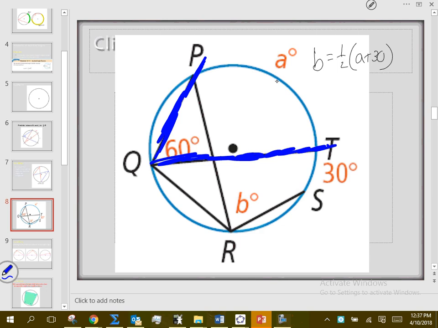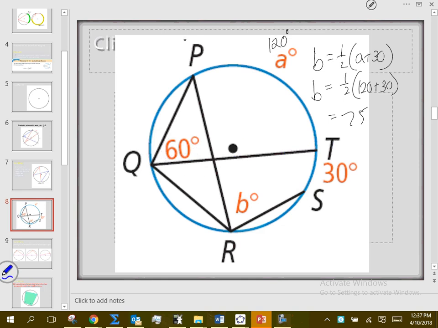Now is there a relationship that I can use to find A? What's A going to be? 120. It's got to be double that, right? So it's double the inscribed angle. Now that A is 120, we have B to be half of 120 plus 30. So what's half of 150? 75. Because going back and looking at that angle B, it is an inscribed angle for that arc there. And we now know if A is 120 and T to S is 30, that blue arc is 150, half of 150, 75.